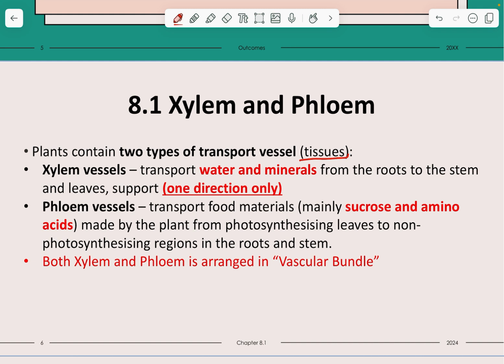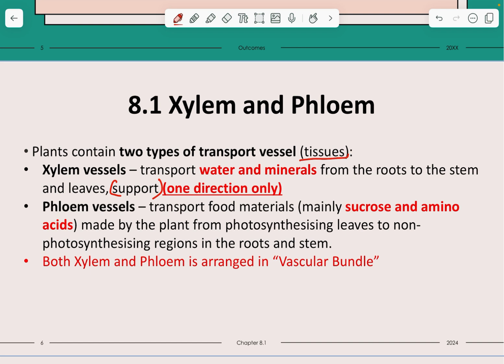So xylem vessels, their function is to transport water and minerals from the roots to the stem and leaves. It's also for support. Xylem is very important for maintaining the mechanical support of the plant. How xylem transports nutrients is usually in one direction only. It means it only goes up one time, not going up and then going back down. It's only one direction.